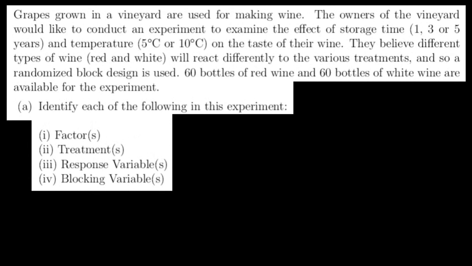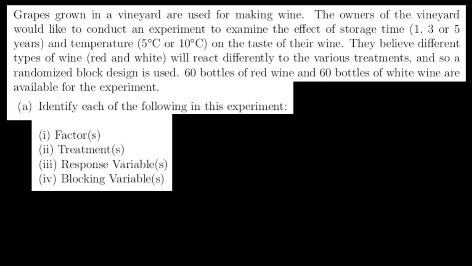The owners of the vineyard would like to conduct an experiment to examine the effect of storage time, 1, 3, or 5 years, and temperature, 5 or 10 degrees Celsius, on the taste of their wine. They believe different types of wine, red and white, will react differently to the various treatments, and so a randomized block design is used. 60 bottles of red wine and 60 bottles of white wine are available for the experiment.